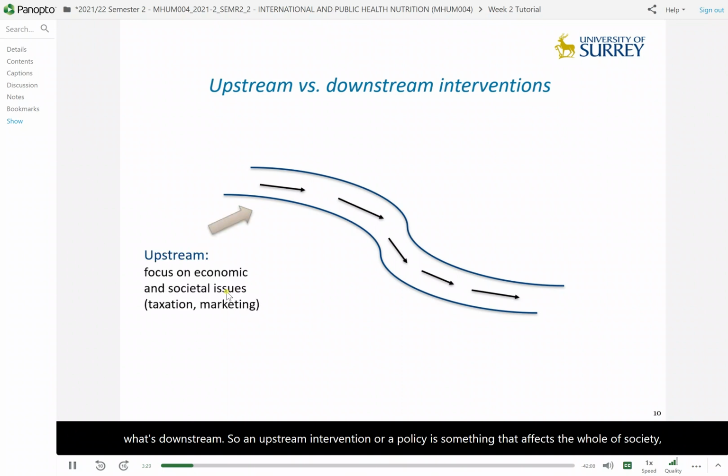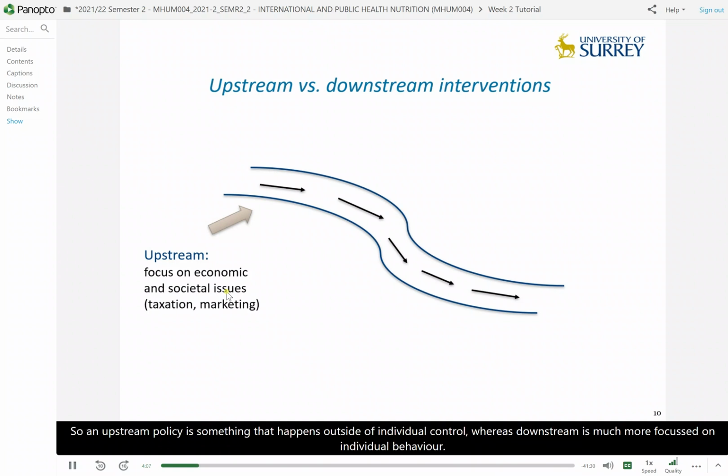So an upstream intervention or a policy is something that affects the whole of society. So it's a nationwide, national policy, so something around taxation or marketing, for example, so restrictions that affect people upstream in the sense that they're not directly related to their day-to-day activity. So if a product is reformulated to have less sugar, what the individual's doing on a daily basis in terms of buying that, eating that, their behaviour doesn't need to change, but the formulation means that that intervention may have an effect on their overall intake of sugar, for example.